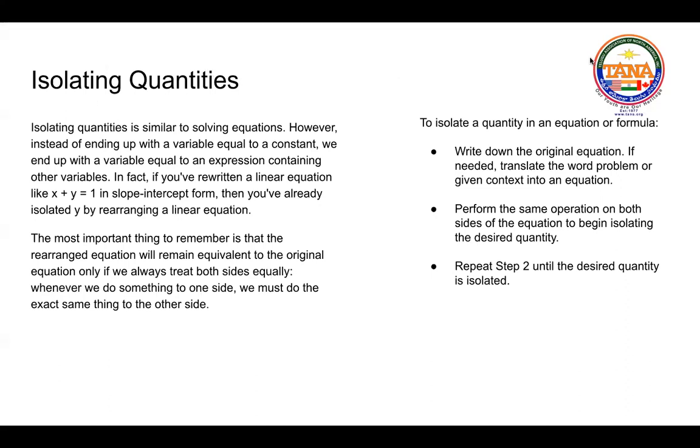So to isolate a quantity in an equation or formula, you write down the original equation if needed, and or you translate the word problem or give context for the equation. You perform the same operations on both sides, whether it be plus 1 or minus 2 or whatever, to keep it equal. Then you divide a variable off, and you repeat that until you get whatever variable you want on one side by itself.